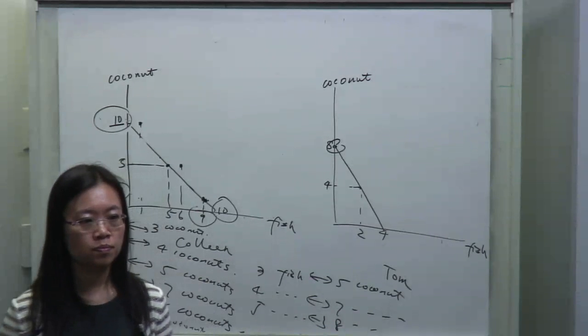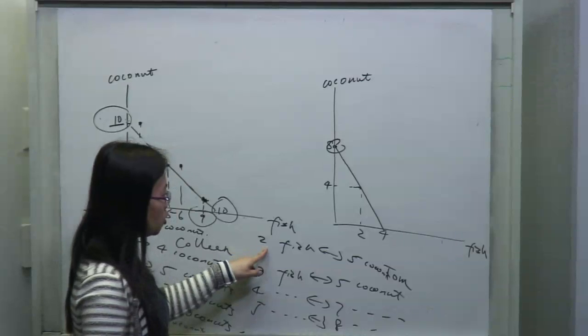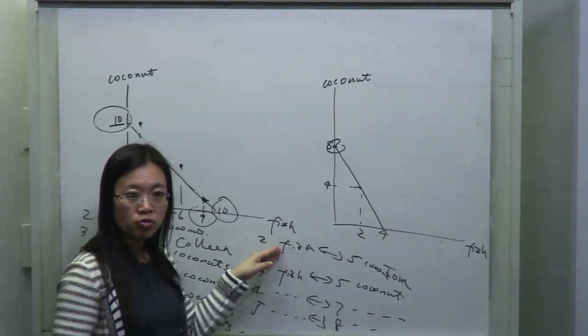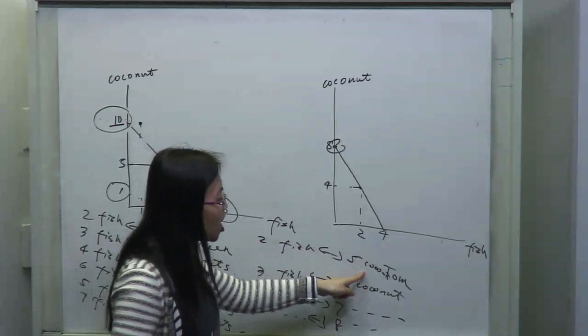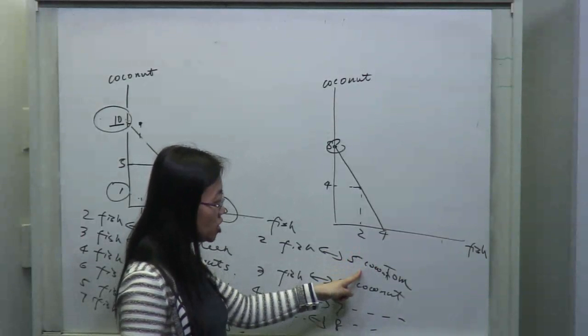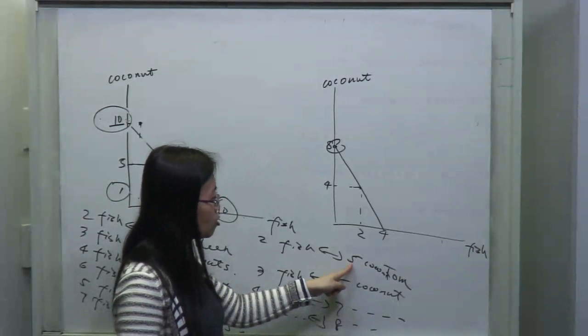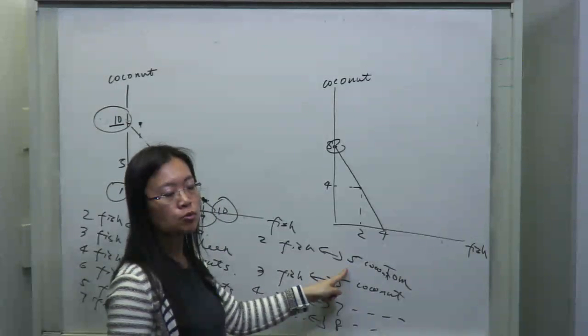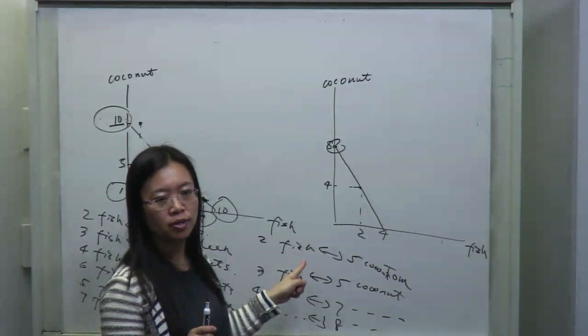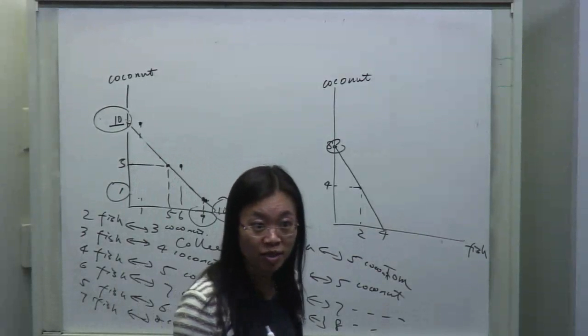So what about 2 and 5? Okay, let's try this. If you're Colleen, you're happy because you're getting more than 2 fish, right? But if you're Tom, you're not, because by giving up 5 coconuts by yourself, you could get 2.5 fish, but you're only getting 2, so you're not happy. At least it has to be 3, right?